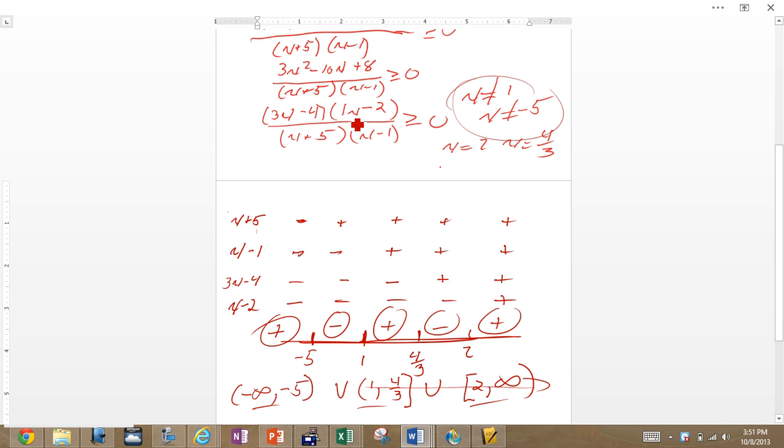Had one of these factors canceled out, that'd be good, but then we would have to still account for it here. Say this was x minus 1 up here. You might want to cancel those out, which would be fine, and would streamline this sign table even more. But you'd have to keep this original claim that x can't equal 1. So bear that in mind.